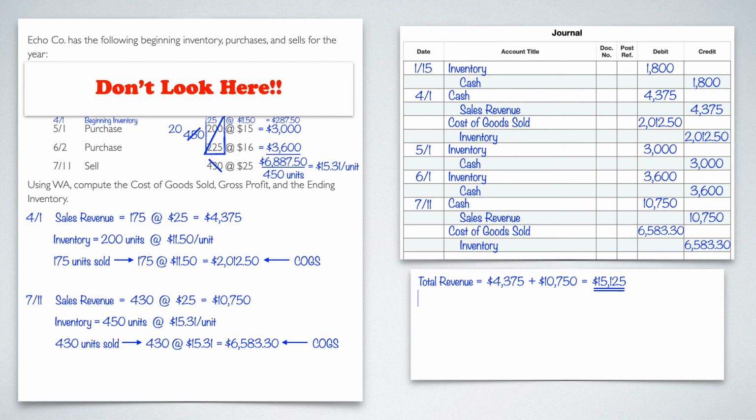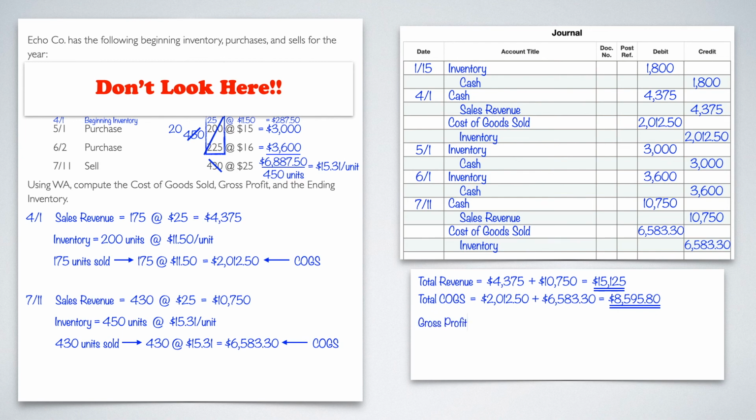Total COGS is going to be figured out the same way. It's not going to be the same answer because total COGS is going to be the $2,012.50 plus the $6,583.30, the two line items that say COGS in our journal entries. Add that together, that's going to be $8,595.80. Now we get to the gross profit.